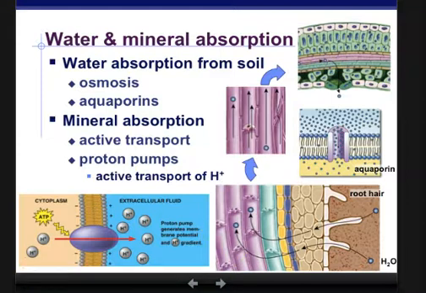So the root hairs on any root are there so that water will move into the plant by osmosis through the aquaporins. So here's a picture of aquaporin. It's just a little channel. It's a protein in the membrane to allow water through it. The minerals are absorbed through active transport using proton pumps that create a change in the charge so that minerals can be drawn in. And so this picture is showing you root hairs.